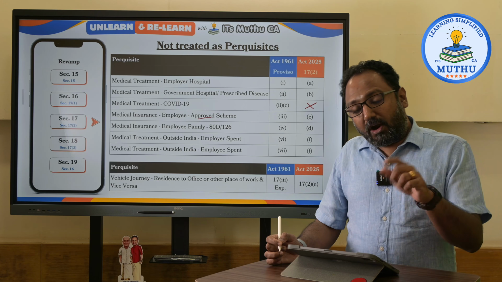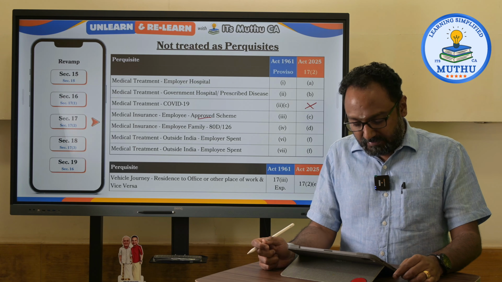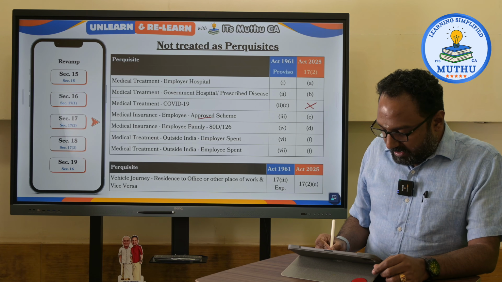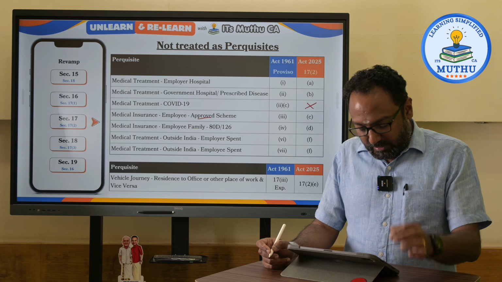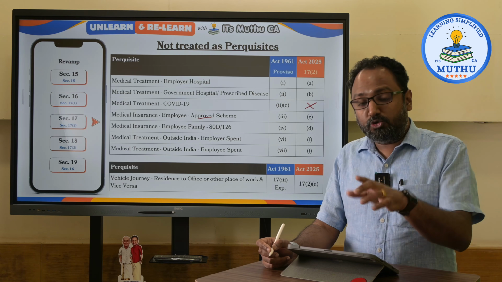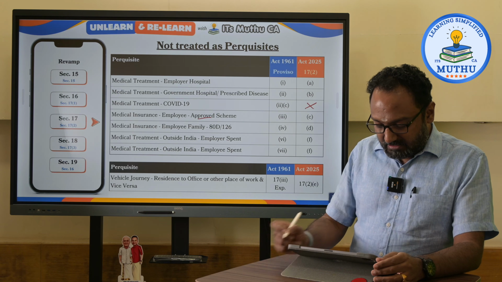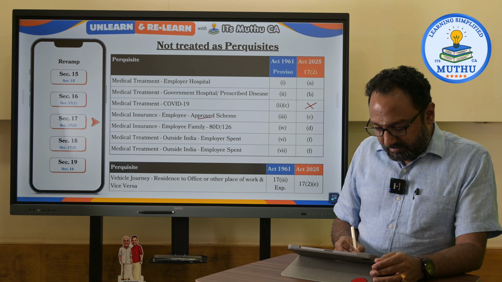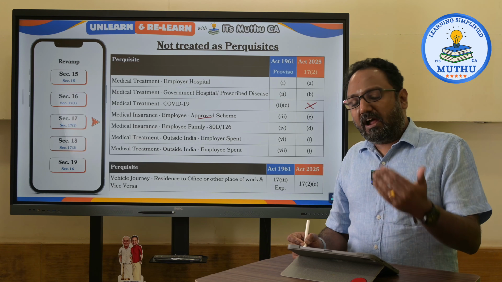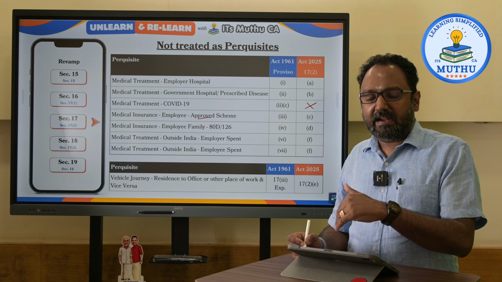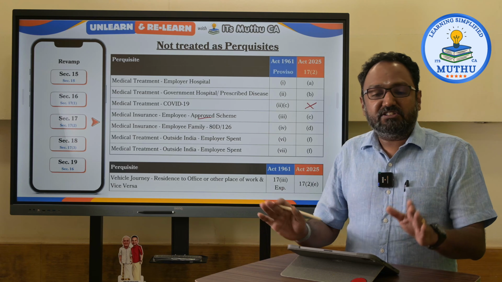Now, there is one more item which is now added to those not treated as perquisites. Earlier, this was provided as an explanation in 17.3. Now, the 17.3 explanation, that is 17.2.3, right? 17.2 is your perquisites. In that, the third item says any vehicle journey, that is residence to office or any office related place, and return journey, that is from the client place to your residence or from the office place to your residence, is not considered a perquisite.